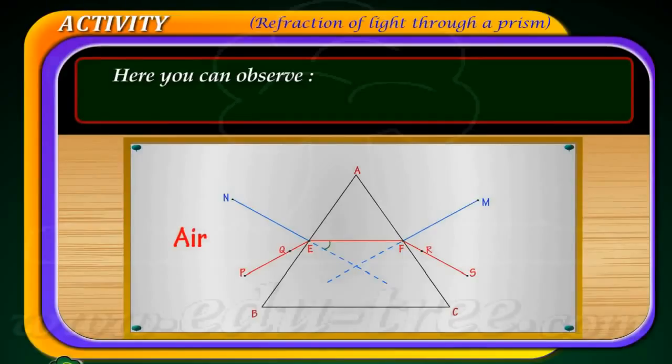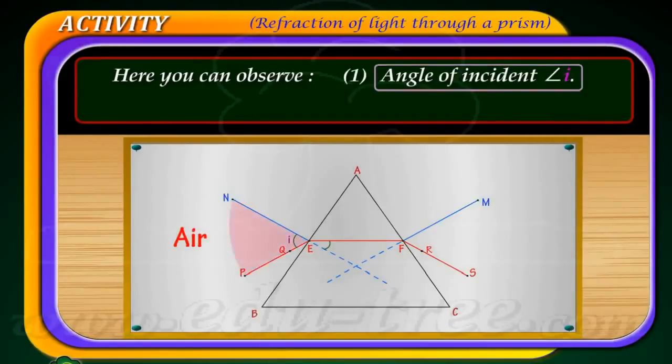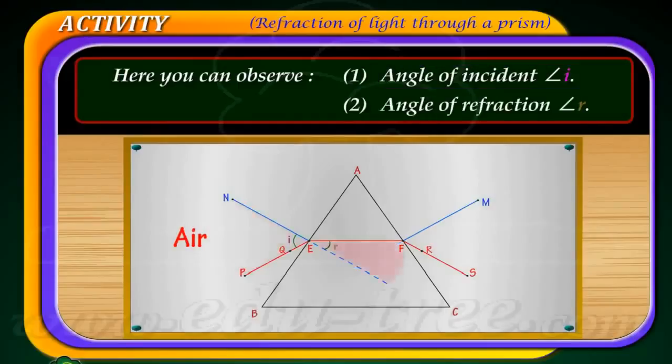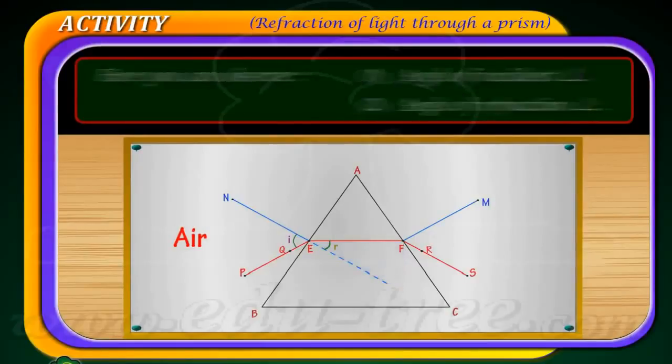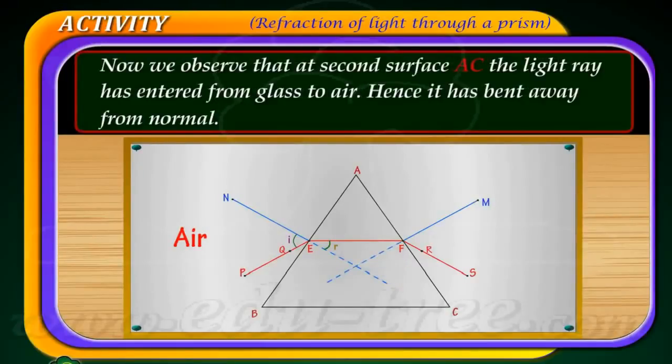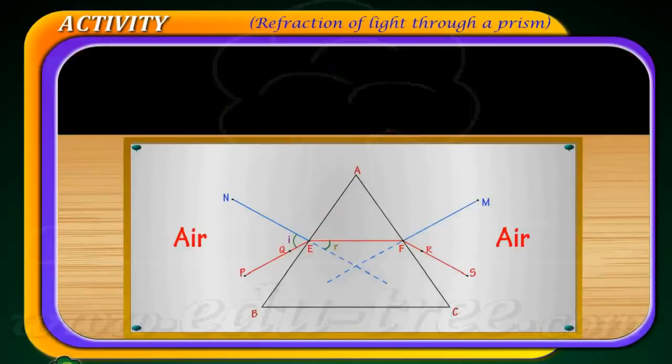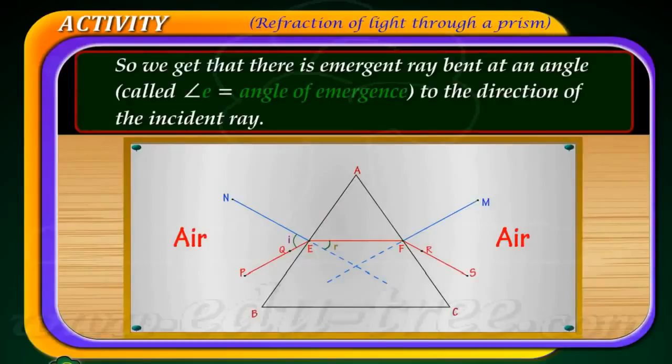Here, you can observe: 1. Angle of incidence, which is denoted by angle I. 2. Angle of refraction, which is denoted by angle R. Now, we observe that at the second surface AC, the light ray has entered from glass to air. Hence, it has bent away from the normal. So, we get that the emergent ray is bent at an angle called angle E, the angle of emergence, with respect to the direction of the incident ray.